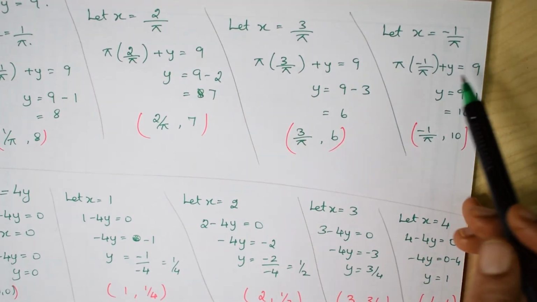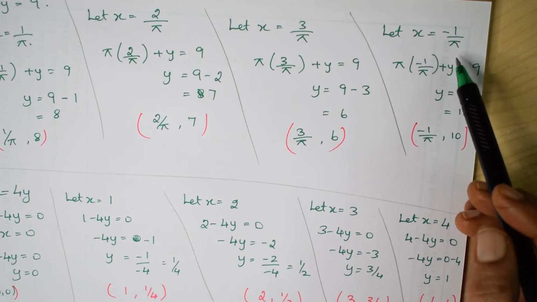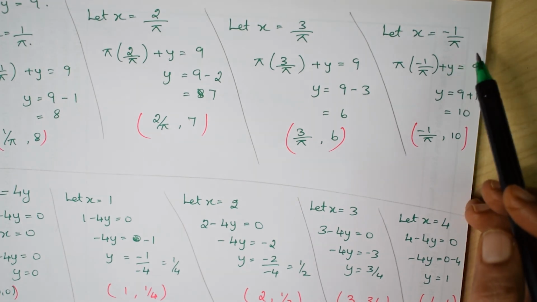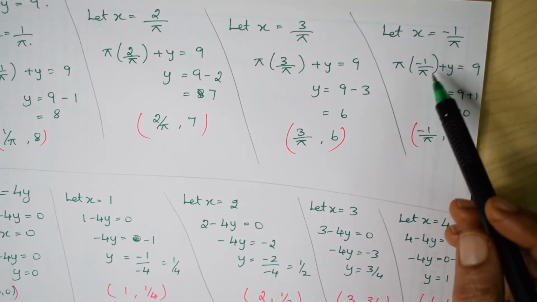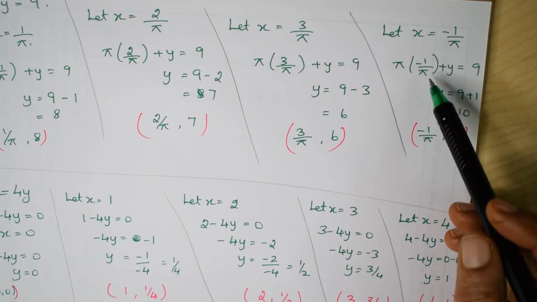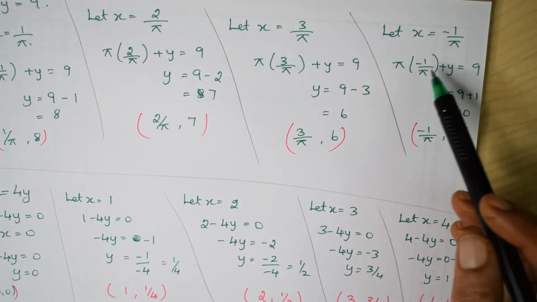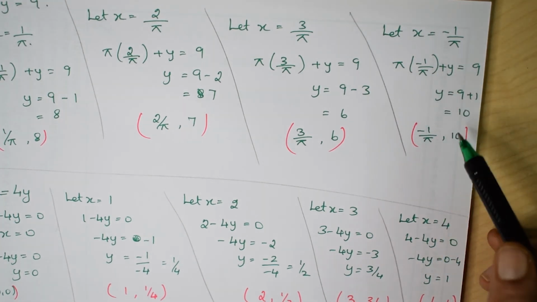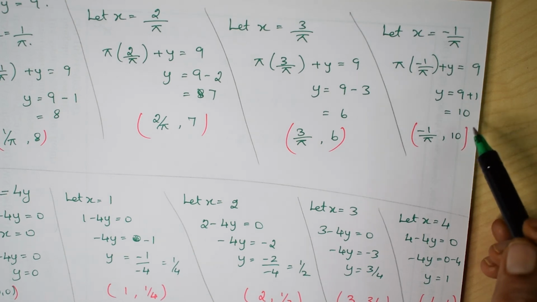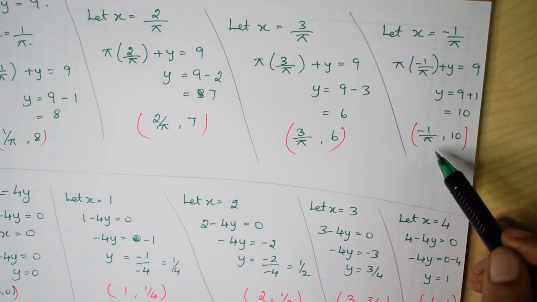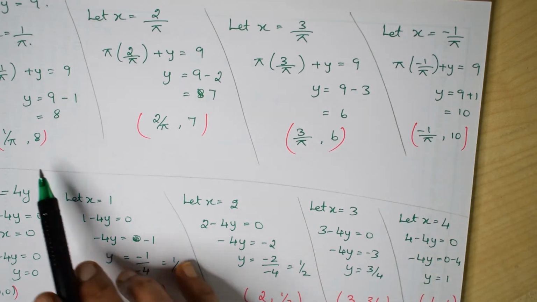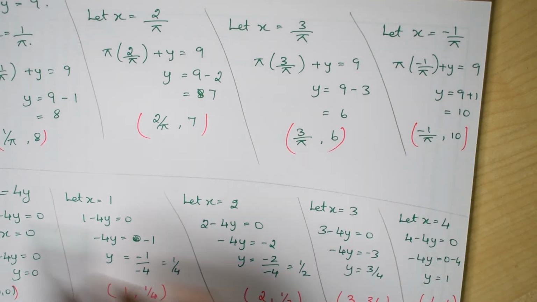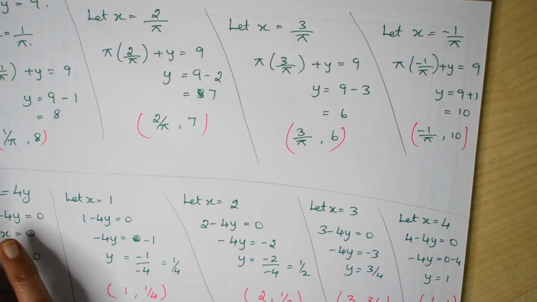And for the fourth point, let me consider a negative number. So I have taken minus 1 by pi. When I substitute the value of minus 1 by pi in the equation, pi gets cancelled. This minus 1 goes to the right hand side as plus 1, and because of that y becomes 10, and this can also be a point on the line, and that point is minus 1 by pi comma 10. So I have got 4 points which are lying on the same straight line.